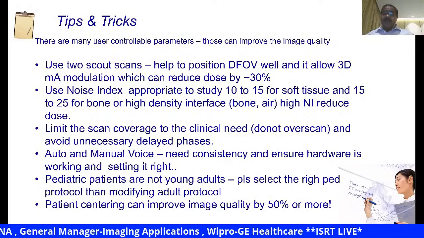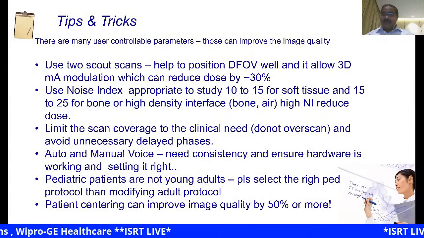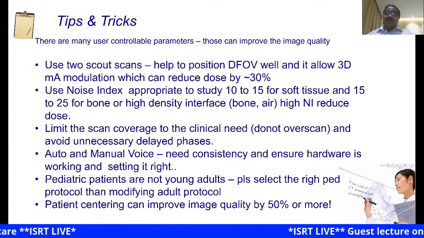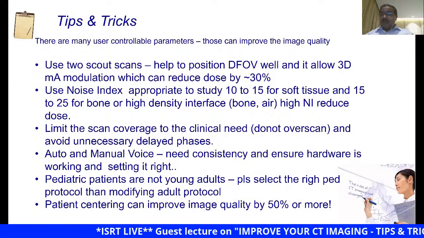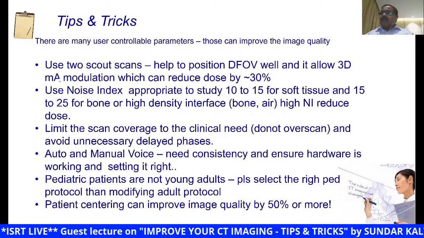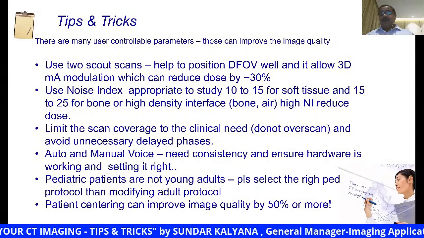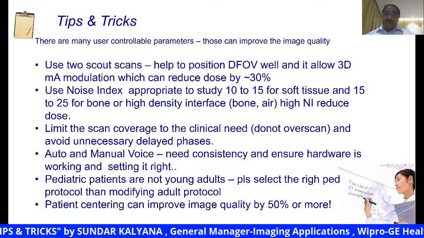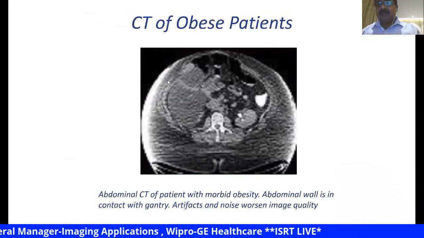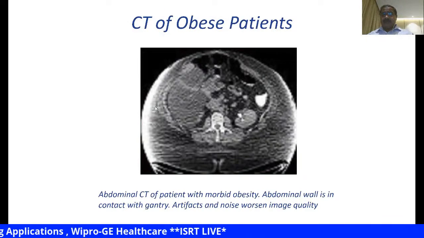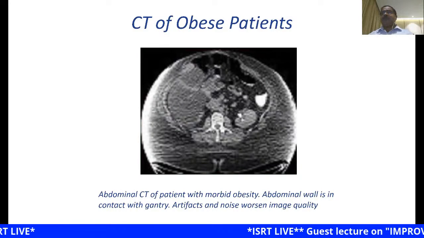And of course, your patient needs to be trained multiple times before you do a scan, because the patient comes to the scan room only once, maybe in his lifetime, and it's our job to make a successful scan for him. So we should not compromise on that. And pediatric patients are never young adults, so select the right pediatric protocol, and many parameters in the scanner are selected by that. Please follow it. And patient centering, as you have seen, is a very, very important thing. Use appropriate patient centering, with the anatomy closest to the isocenter.